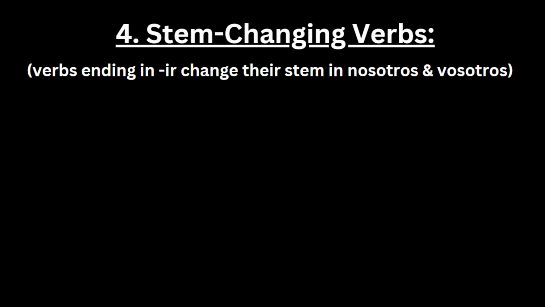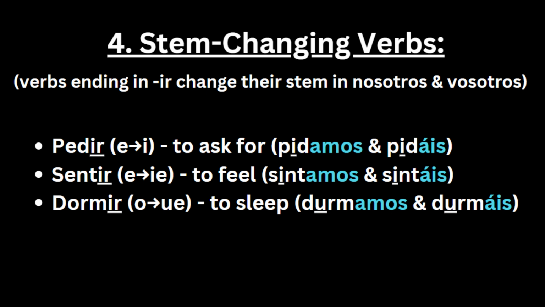However, there are a few exceptions involving verbs ending in IR that change their stem in the nosotros and vosotros pronouns. These verbs can go from E to I like pedir, from E to IE like sentir, and from O to UE like dormir. There could be other verbs in the present subjunctive that follow these patterns, but you don't need to know all of them. That's how stem-changing verbs work in the present subjunctive.